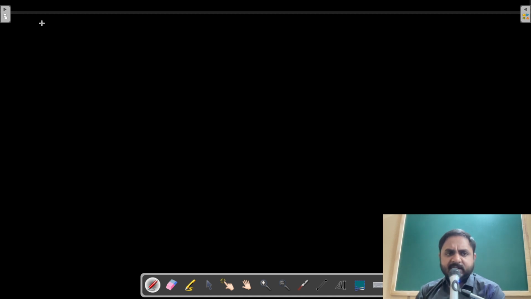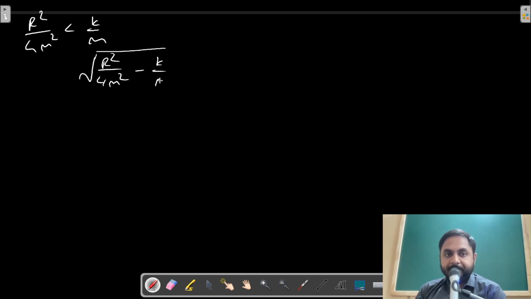There is a short derivation that we have to do, and let us look at it. It starts with the assumption that r square by 4m square is less than k by m. Now let us look at the solution that we have. If you remember, the solution has a bracket, which has a particular term, r square by 4m square minus k by m.